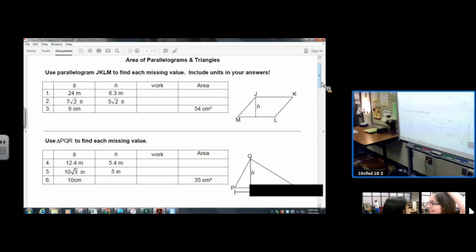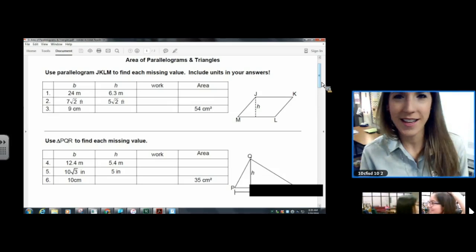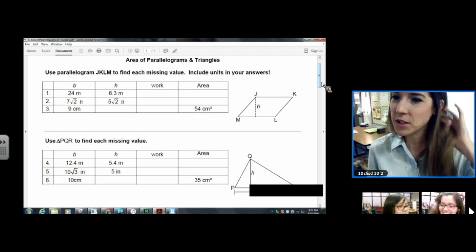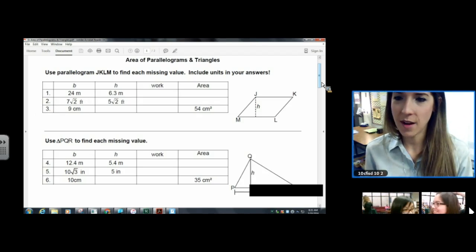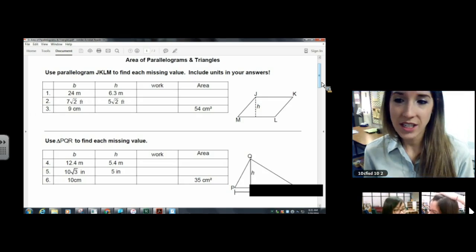The warm-up. Number 2 is not difficult in the geometry sense. It's just difficult in the algebra sense. We know that it's a parallelogram. They give us the base. They give us the height. We just need to find the area.